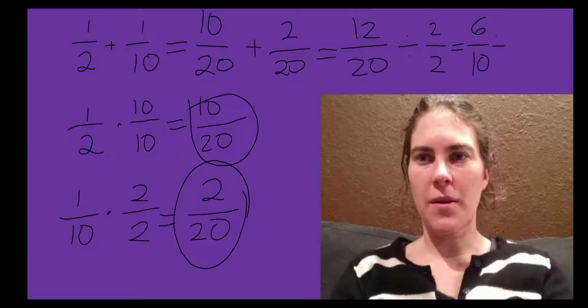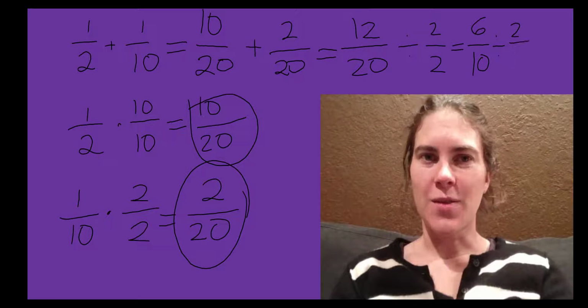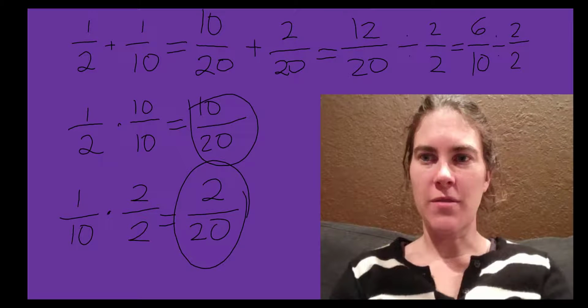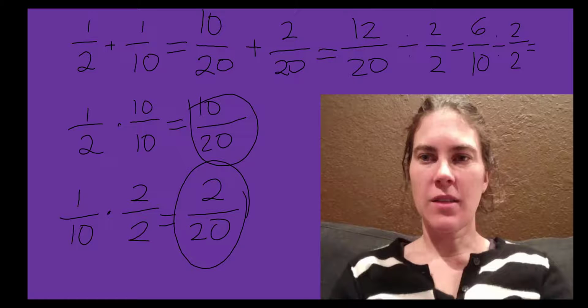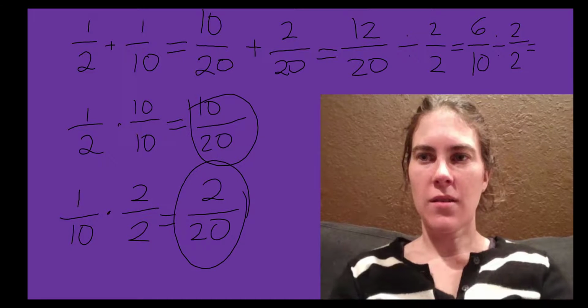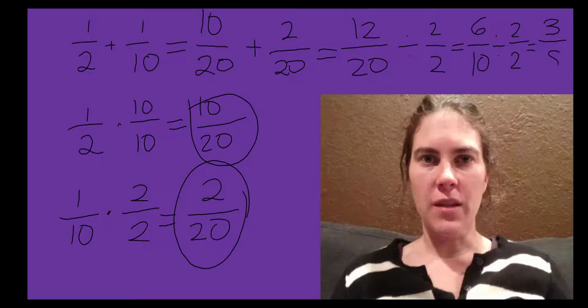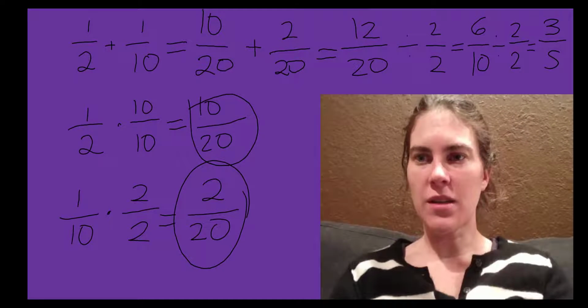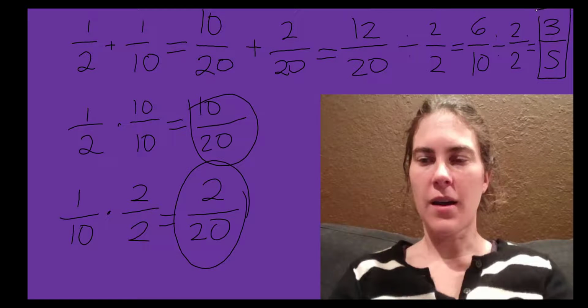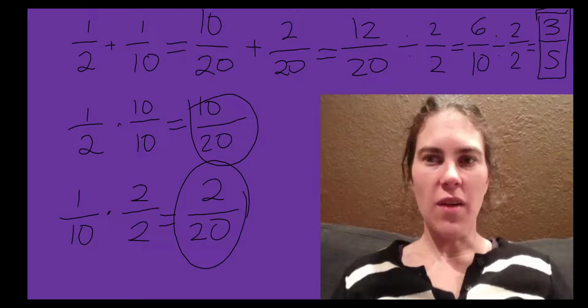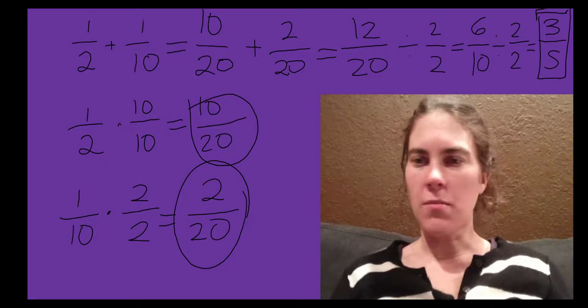Dividing by 1 whole, 2/2. 2/2 is another name for 1 whole. 6 divided by 2 is 3. 10 divided by 2 is 5. Is it simplified? Yeah, it is, because 3 is prime and 5 is prime, and they do not simplify anymore.